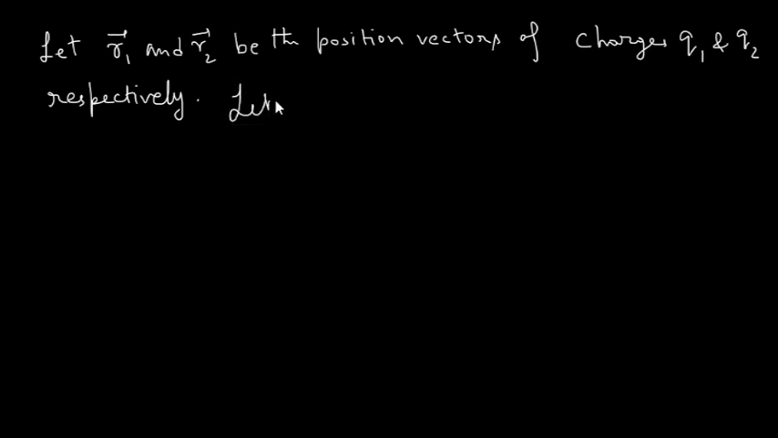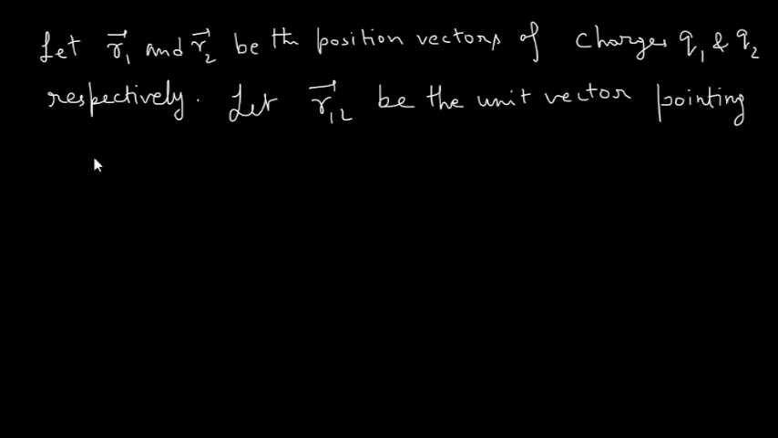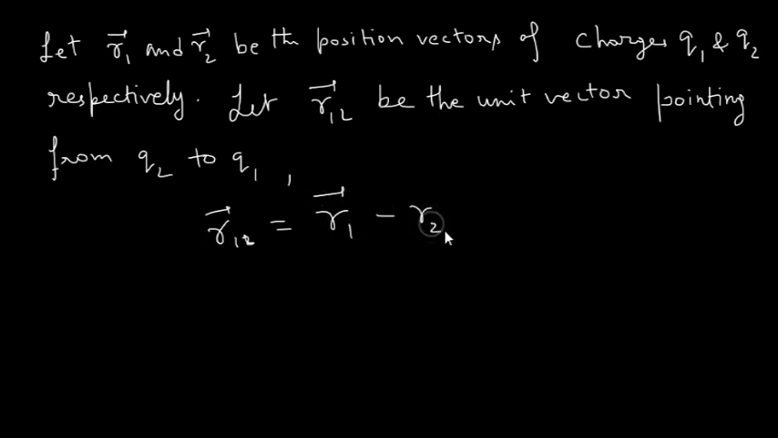Let R12 be the unit vector pointing from Q2 to Q1. Therefore, R12 is equal to R1 minus R2.